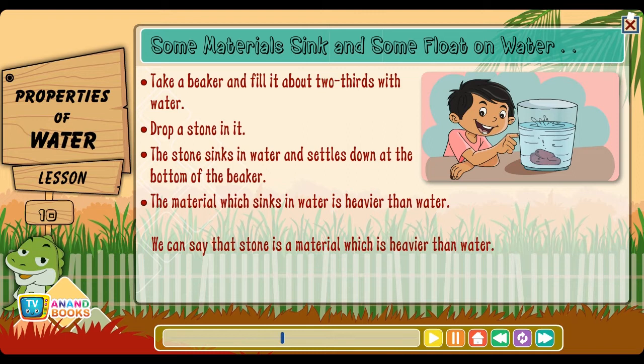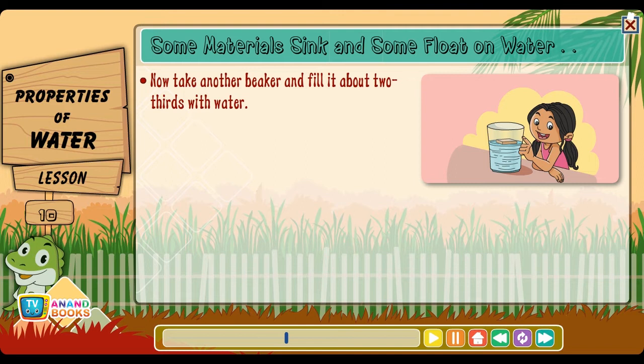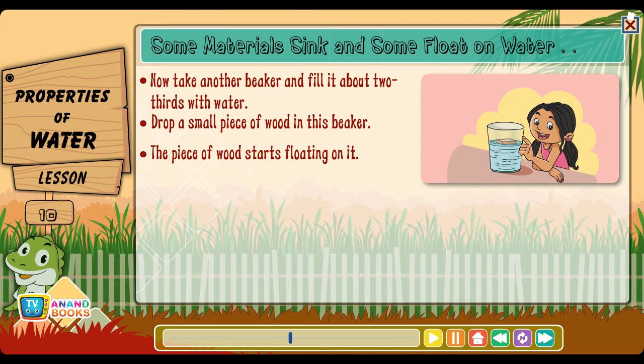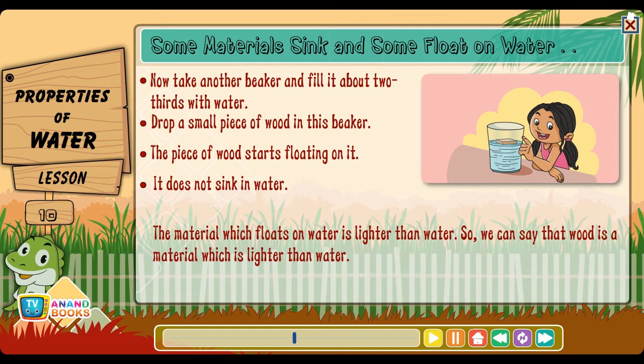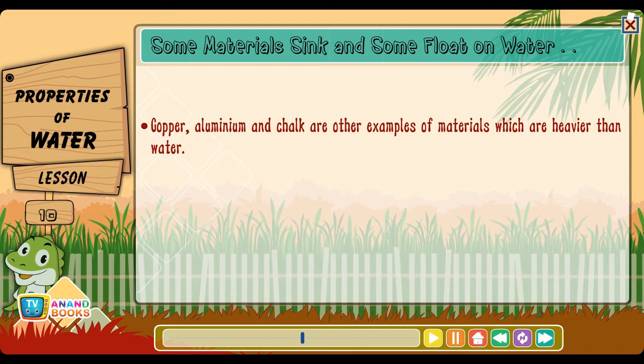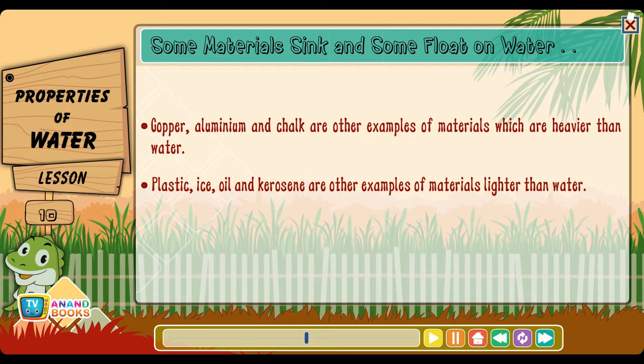Now take another beaker and fill it about 2/3 with water. Drop a small piece of wood in this beaker. The piece of wood starts floating on it. It does not sink in water. The material which floats on water is lighter than water. So we can say that wood is a material which is lighter than water. Copper, aluminium, and chalk are other examples of materials which are heavier than water. Plastic, ice, oil, and kerosene are other examples of materials lighter than water.